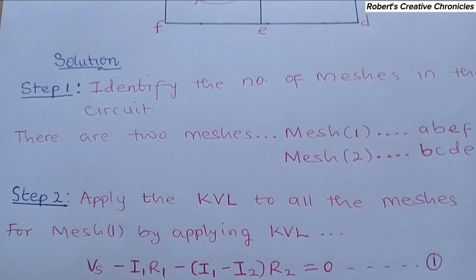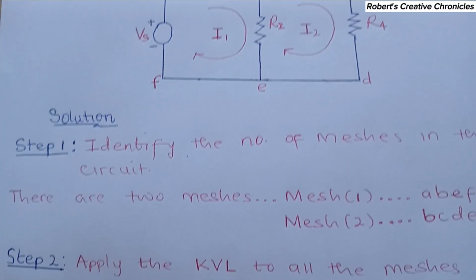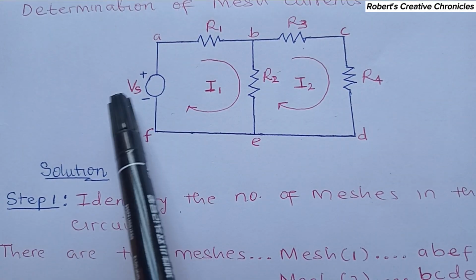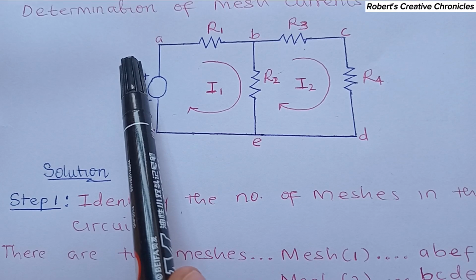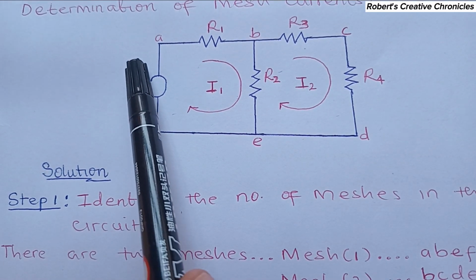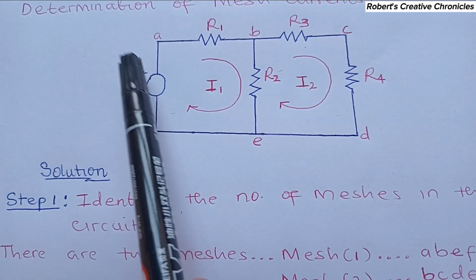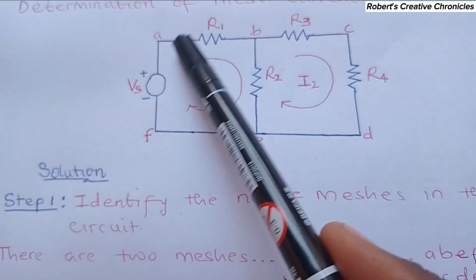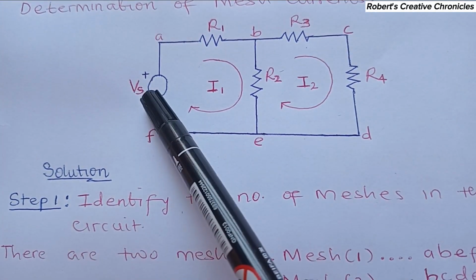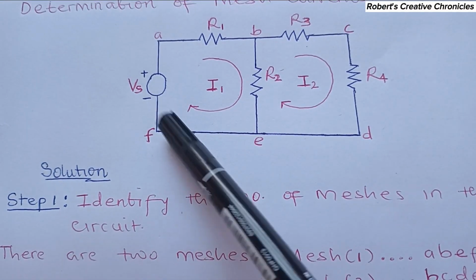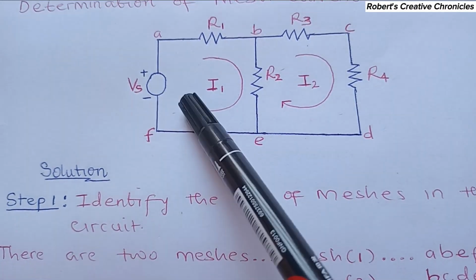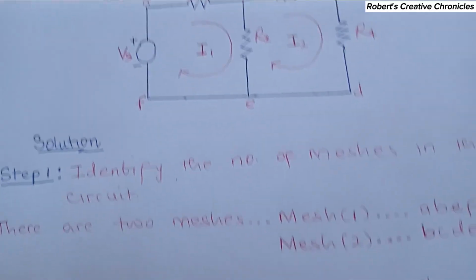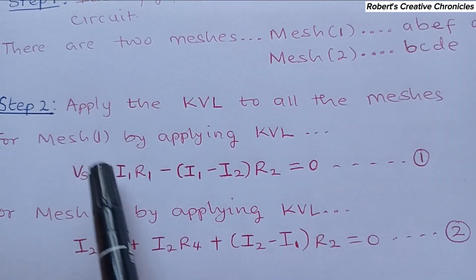So let's apply KVL. Now we are moving in clockwise direction. When you are moving from negative to positive, there is a rise in voltage, so a positive value will be given to that voltage. Or when you are moving anti-clockwise, if you move from positive to negative, the value of voltage will be negative because there's a decrease in voltage. So here there will be an increase in voltage, from negative to positive, so the voltage will be positive Vs.